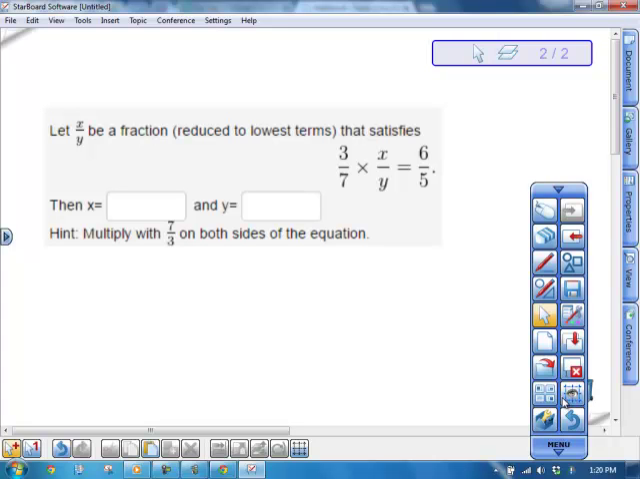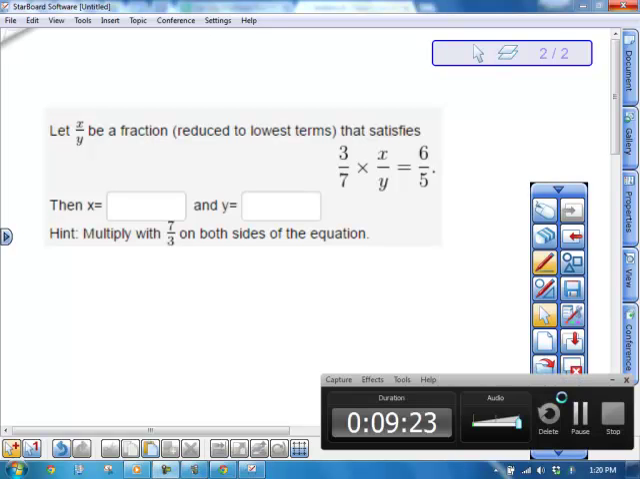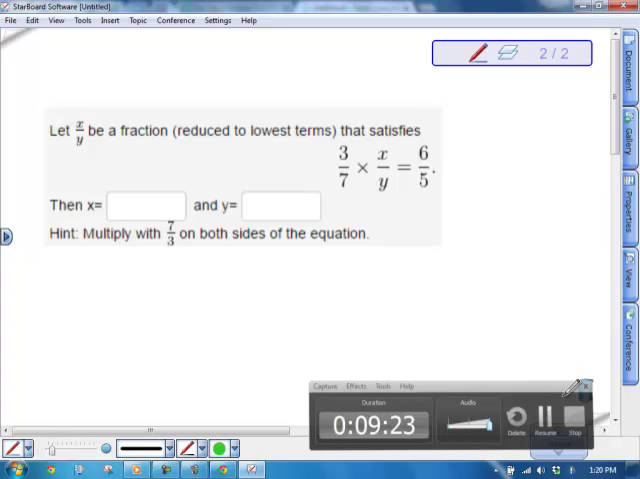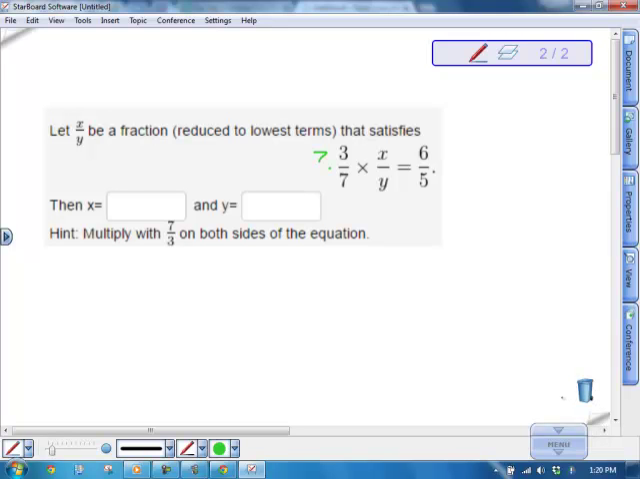Okay, the next question says let x over y be a fraction reduced to the lowest terms that satisfies the given equation. So basically what I'm going to do is solve for x and y, because that will give me x over y. I'm also going to make sure that it's reduced as well. So what I'm going to do is multiply both sides of this equation by 7 over 3. If I multiply both sides by 7 over 3, the 7's cancel, the 3's cancel, and I have x over y equals 7 times 6 over 5 times 3.